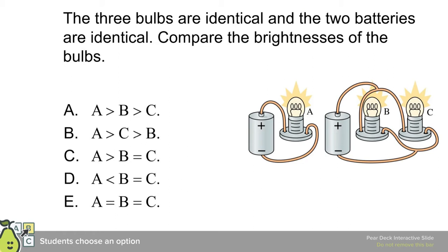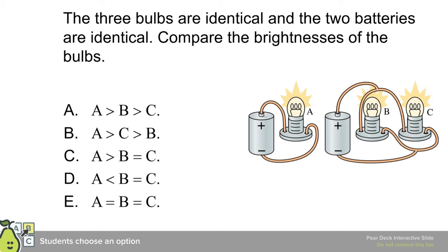All right, the three bulbs here are identical and the two batteries are identical. Compare the brightnesses of the bulbs. Here you want to be very careful because this looks like a problem we did earlier but isn't. I'm going to draw the diagrams for each.